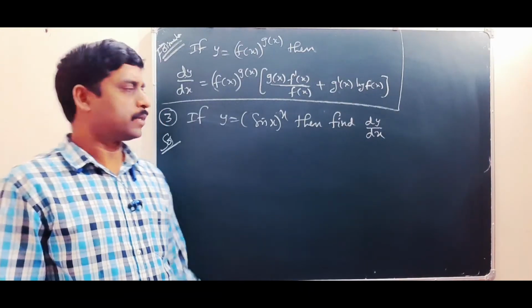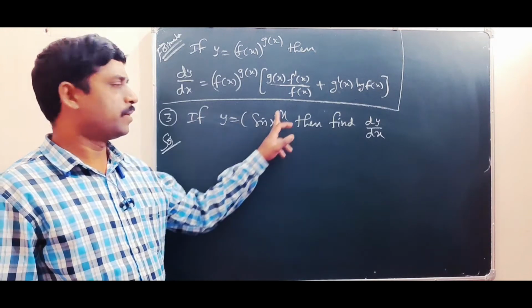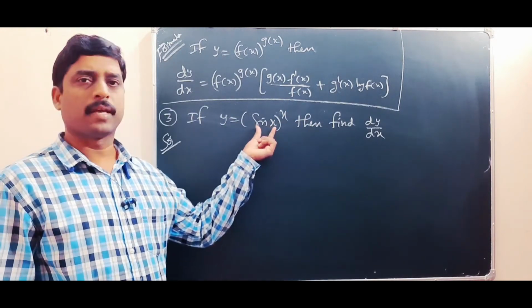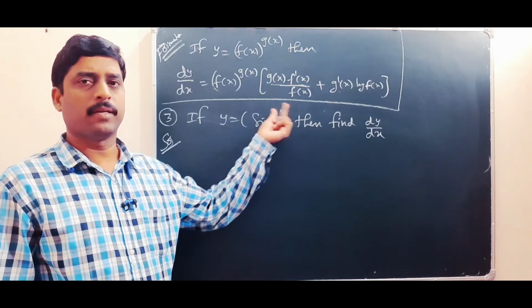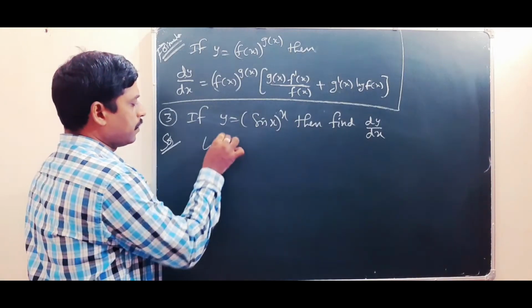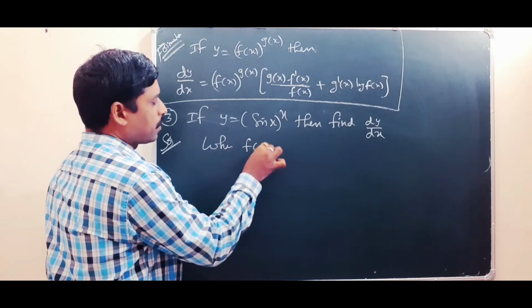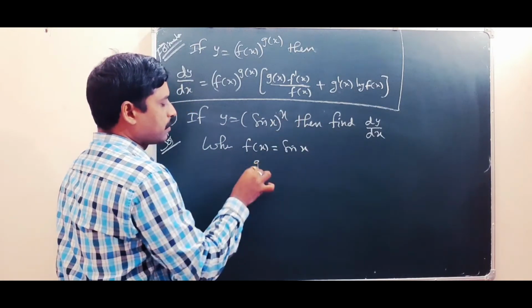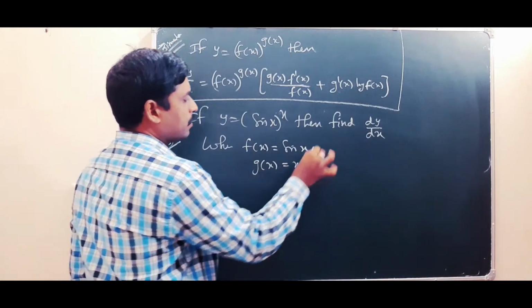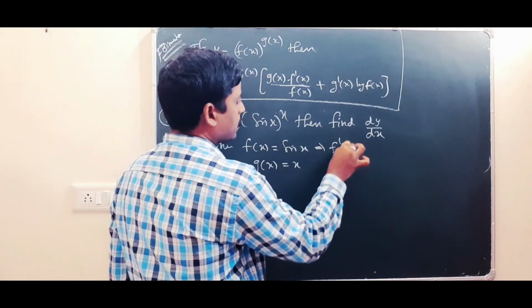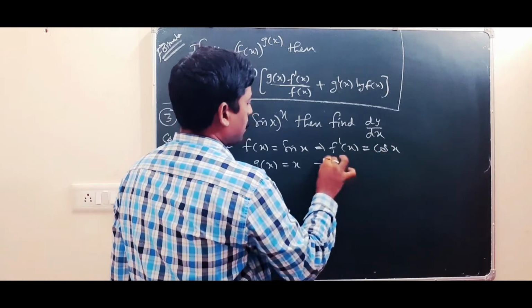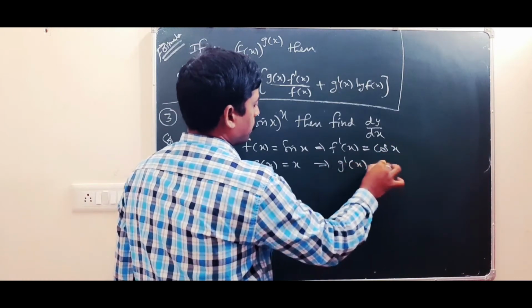Okay, now moving on, next question. y is equal to sin x to the power x, then find out dy by dx. Where f of x value is sin x and g of x value x. Where f of x is base sin x and g of x is power x. Now differentiation of f of x is derivative of sin x, cos x, and derivative of x will be 1.